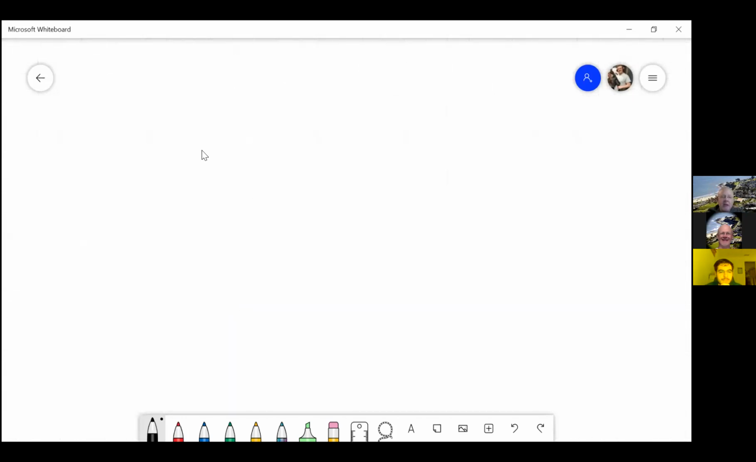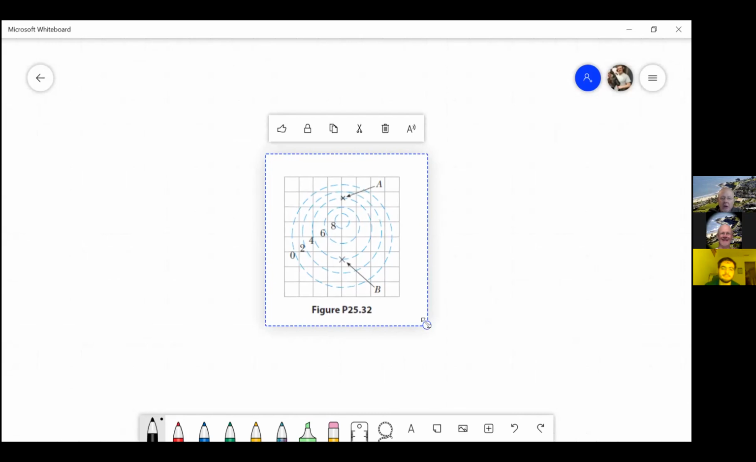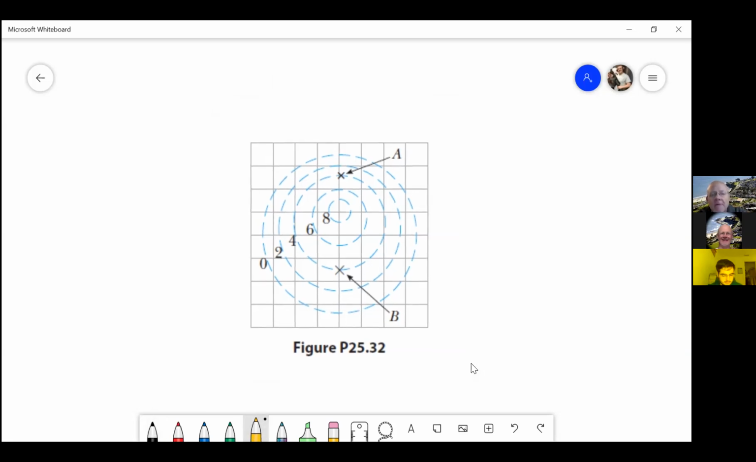Okay, so let me just get that out of the way and do a paste. There we go. Okay, so this is the problem at hand. And it says, find the electric field here. And so one of the things that you hopefully got was that the electric field would be perpendicular to the equipotentials.